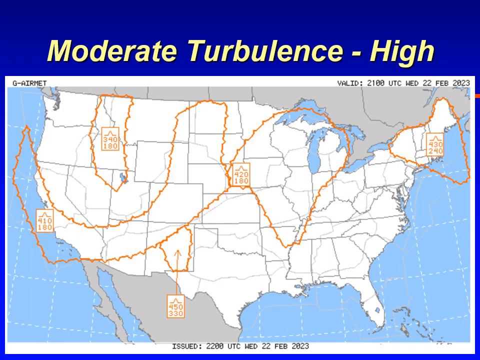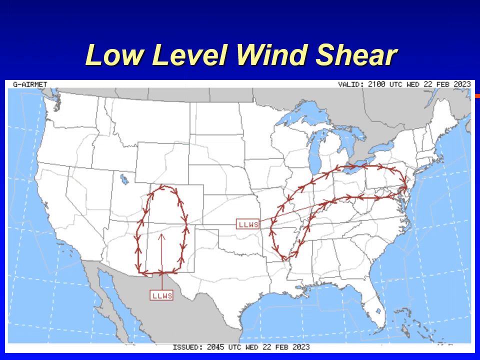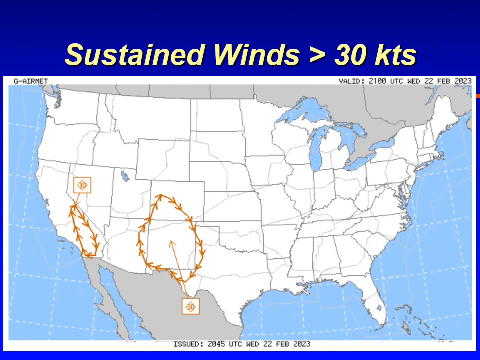Here's an example of turbulence at high altitudes above 18,000 feet. Here is an example of areas of low-level wind shear where pilots can experience changes in indicated airspeed of more than 20 knots within 2,000 feet of the ground. Here are areas where the sustained surface winds are greater than 30 knots.